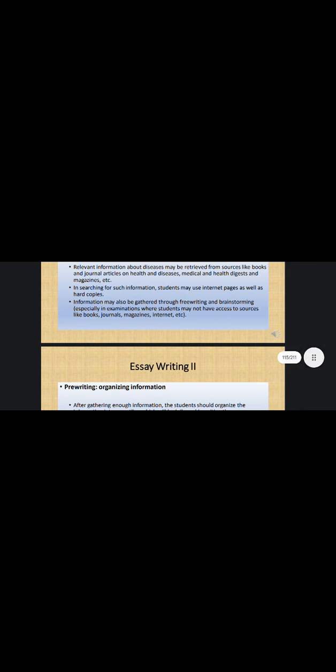So, gathering information. The relevant information about the disease may be retrieved from sources like books, journals, articles on health and diseases, medical and health digest, and magazines. In searching for such information, students may use internet pages as well as hard copies. Information may also be gathered through free writing and brainstorming, especially in an examination where students may not have access to sources like books, journals, magazines, and the internet.